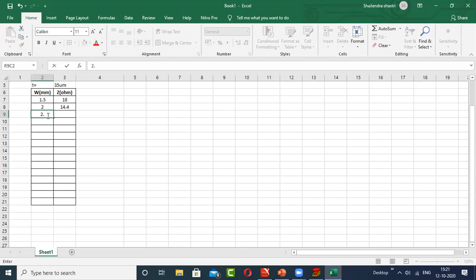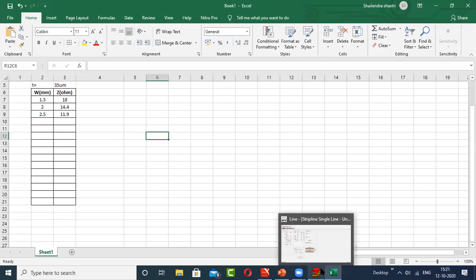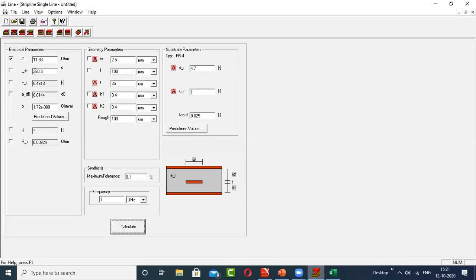So for 2.5 mm, it is 11.9 ohm. Okay, so you can see that as the width increases, the characteristic impedance is going to drop. Generally, the reference impedance is what? It is around 50 ohm, right?